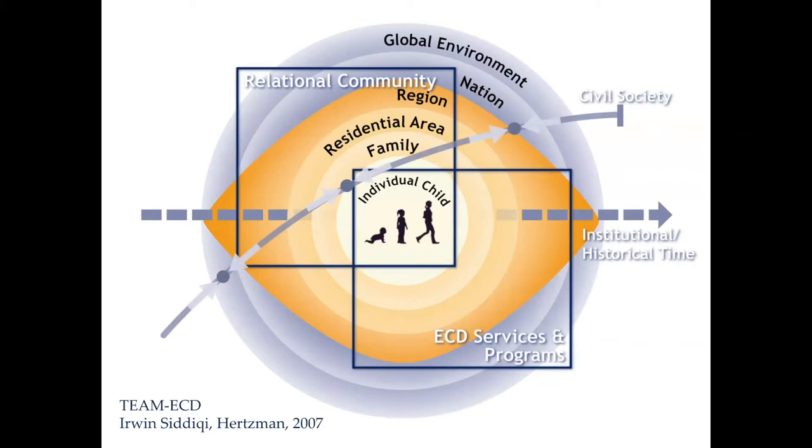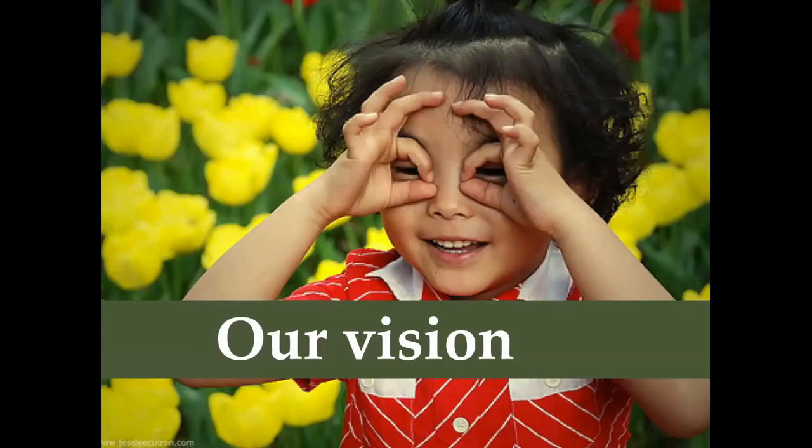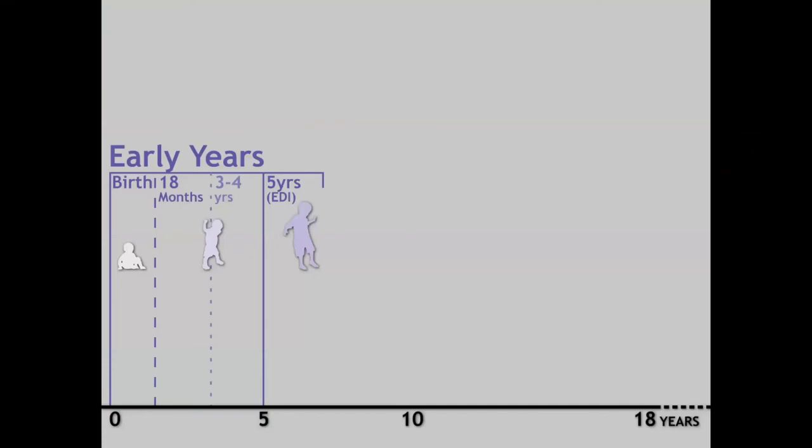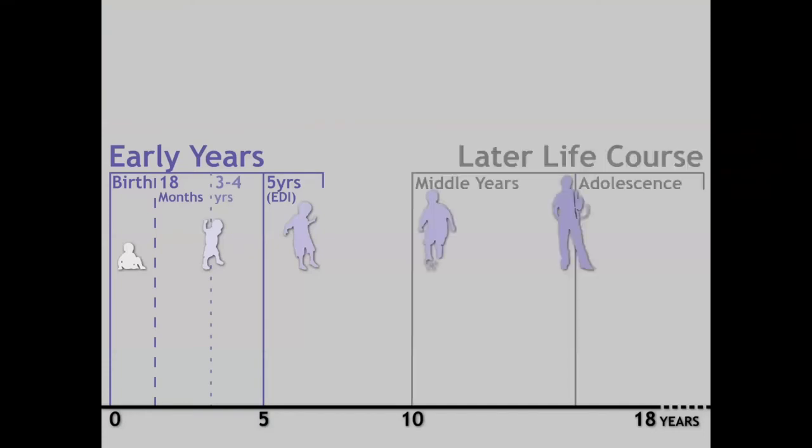And the question is, how do you translate that complex conceptual model of child development trajectories into something that is feasible from a measurement and monitoring perspective, and then doing meaningful research with it. So our vision for this monitoring network has been to really collect data that allows us to create a bioecological understanding of child development. And the foundation of this has been the EDI, really as the endpoint of the early years. Of course, we have to link early years outcomes and experiences to later life course.